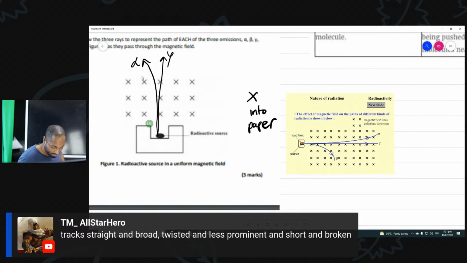And the beta will get deflected more, but in the opposite direction, because technically the beta is an electron, and the conventional current is really running this way. Conventionally, the flow of current would go opposite to the movement of this charge. So if you're using Fleming's left-hand rule, you're pointing this way, and therefore you expect the movement to go to the right. Or you can just memorize it.